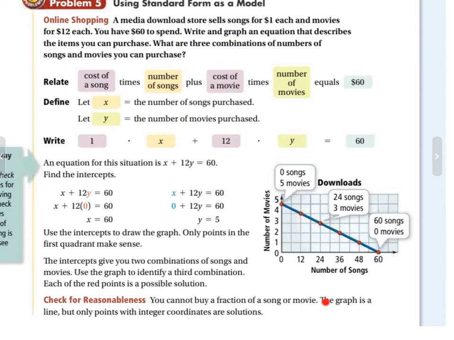You can't buy a fraction of a song or a movie. You're not going to buy half a song and then part of a movie, and that's not real. That doesn't happen. The graph is again a line, but only the points with integer coordinates are solutions. So anything else in between doesn't matter. Ones like 12 and 4, that matters. 24 and 3, that matters. 36 and 2, 48 and 1, 60 and 0. Not the stuff in between, because you can't buy part of a movie or part of a song.